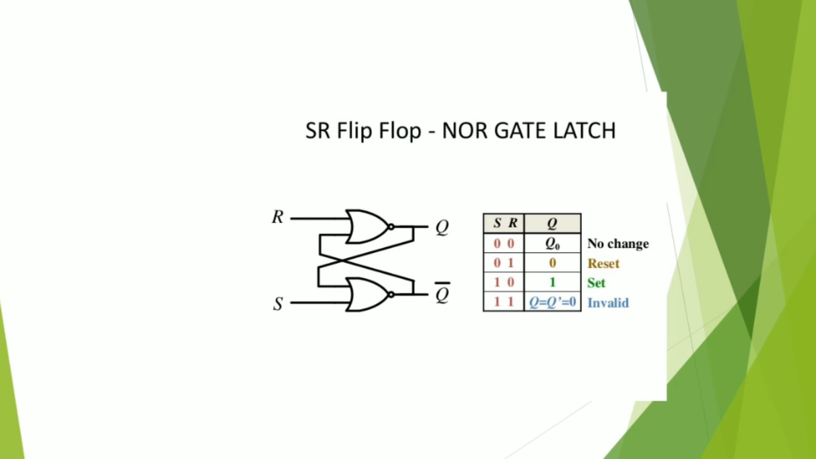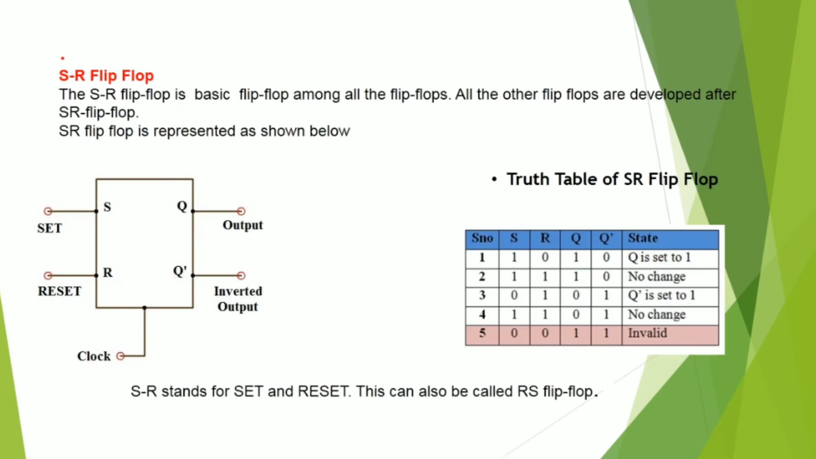If S is equal to 0, then our output Q is equal to 0. This state is called the reset state. If the value of S is equal to 1, then our output Q is equal to 1. This is called the set state. And the last case, S equal to R equal to 1, is called the invalid state. Now, this is the representation along with the truth table. In short, SR stands for set and reset.